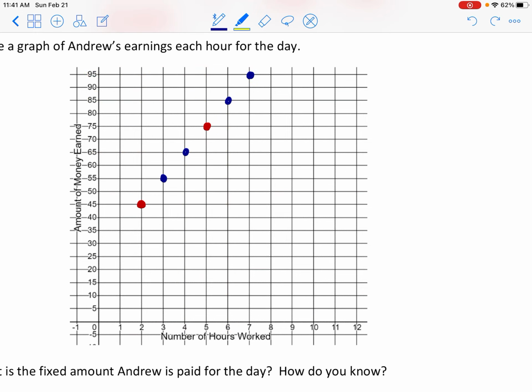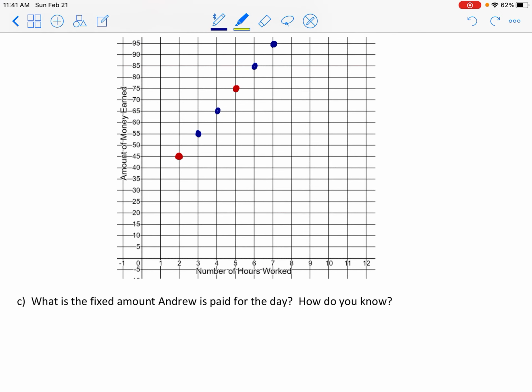Okay? And let's go ahead and plot the next one. If he worked 1 hour, he'd be making $35. And then if he worked 0 hours, he'd be making $30. Oh, just kidding. $25. Let's line that up.